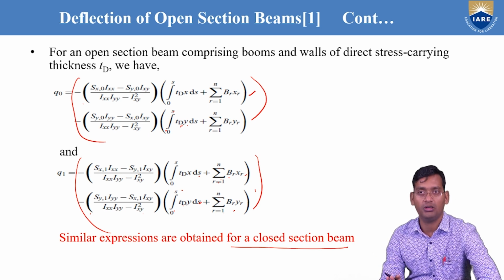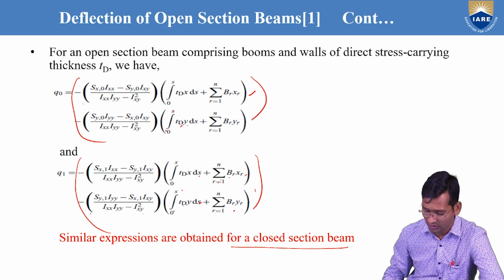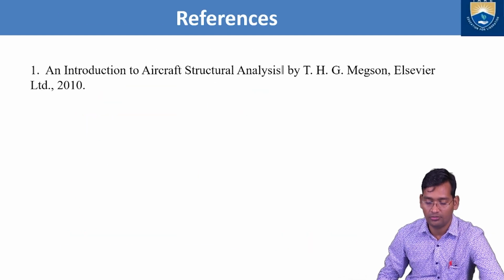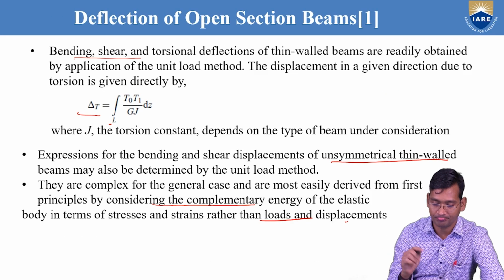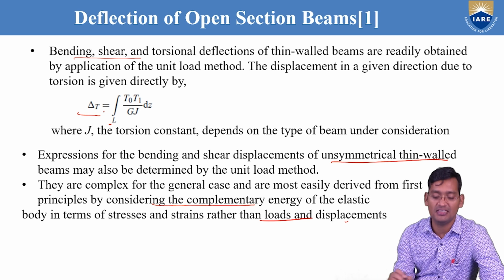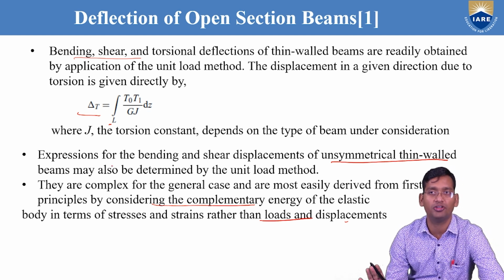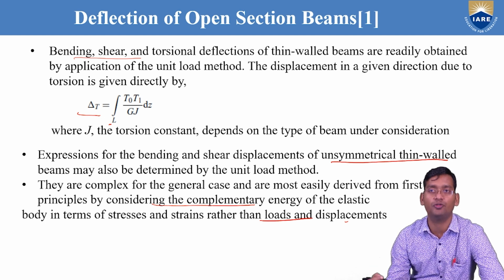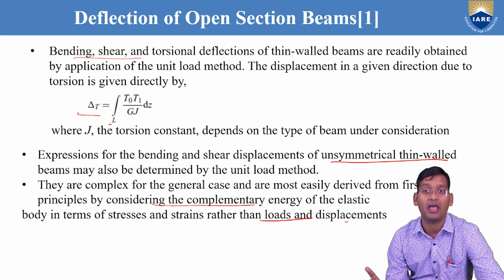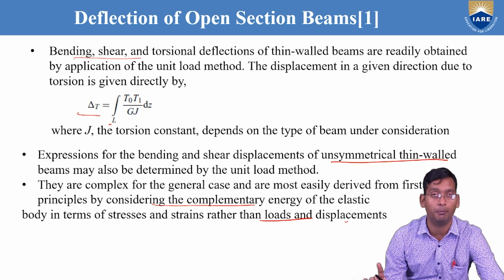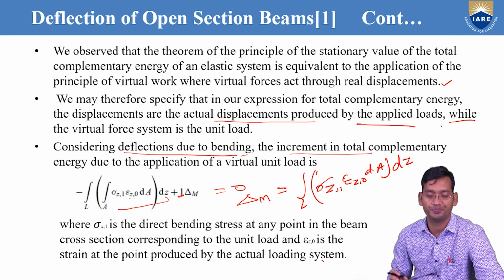So with that we will get for the closed section beam also. Okay, so let me once recall. The delta T is just T naught T1 by GJ into dz, where J is the torsion constant. By this method we can find for unsymmetrical as well as symmetrical sections using the complementary energy equation, and there we are using the unit load method. So you have to remember here we are using the unit load method.